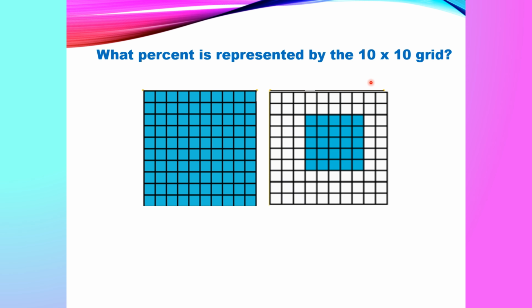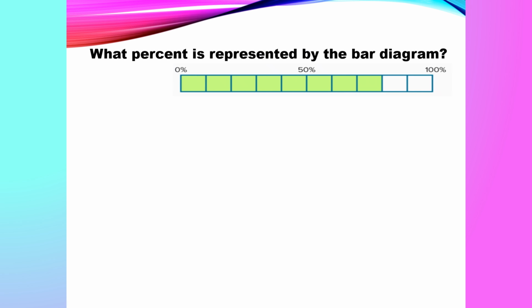What percent is represented here? You can see that the whole of the 10 by 10 grid is shaded. That's the whole of the 100 shaded. And here, if you count, you will see that 25 of it was shaded. So 125 will give us 125%.